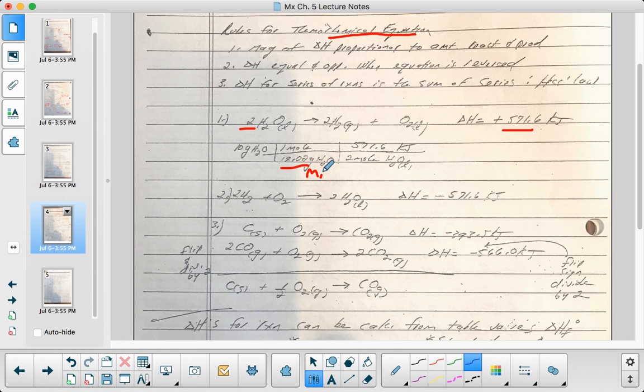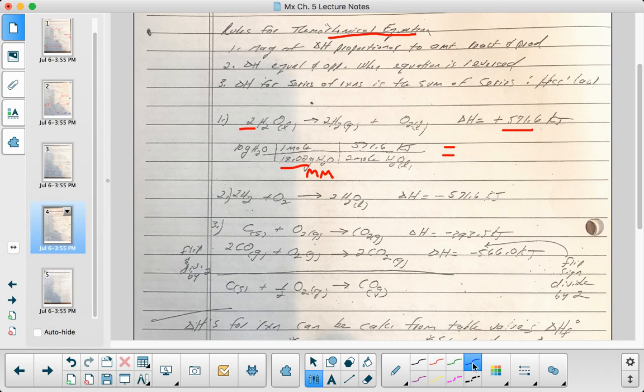And that's taking 2 hydrogens and 1 oxygen, adding up their atomic masses and getting the molar mass. And then I would use this fact that I'm pulling from the thermochemical equation as my last conversion factor. So I would plug into my calculator 10, divide by 18.02, multiply by 571.6 and divide by 2. And that would give me my final answer.